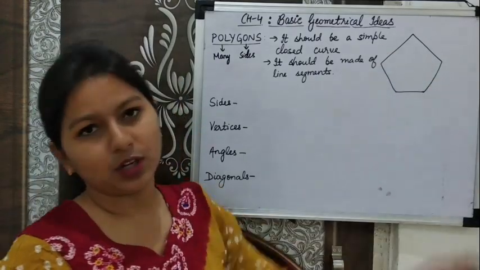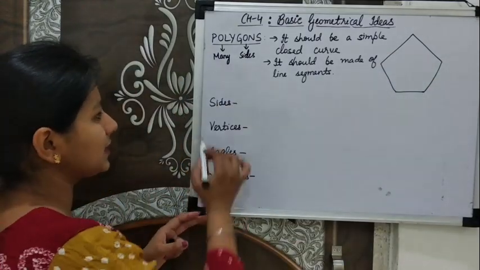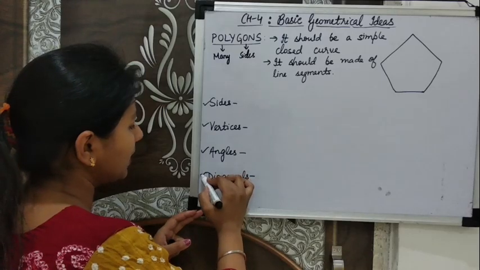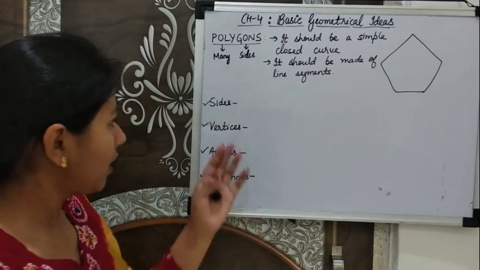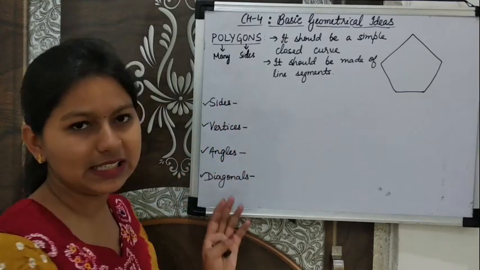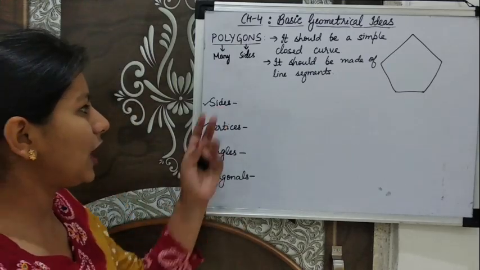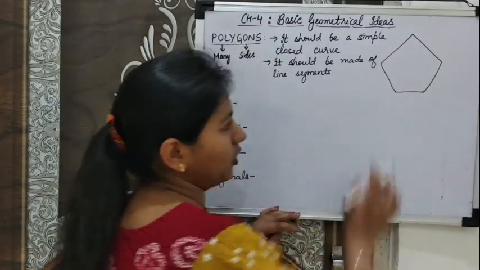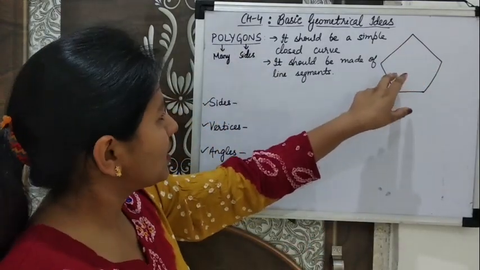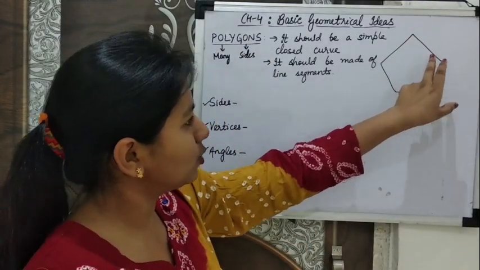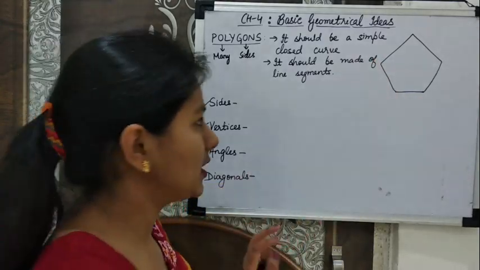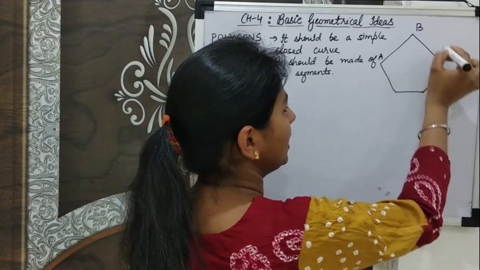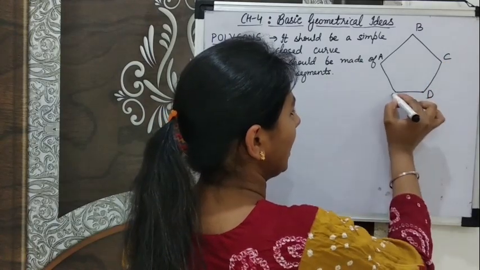Now in any polygon, we will be discussing these four main characteristics. Okay, what are these? Sides, vertices, angles and diagonals. First of all, I will talk about sides. If I look at this polygon that I have drawn, how many sides does it have? 1, 2, 3, 4 and 5 sides. So let us name this polygon A, B, C, D and E.